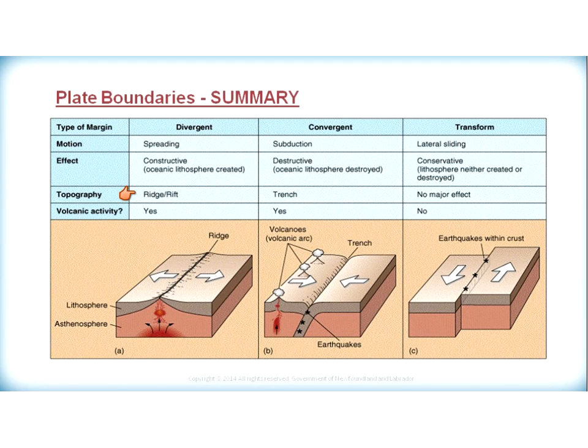This spreading creates new ocean floor, which is called constructive forces. The feature that is formed on the ocean floor would be called a ridge, and the process which forms the ridge would be called rifting. And we do see volcanic activity present at divergent boundaries. We also should note here that we do not see earthquake activity at this type of plate boundary.